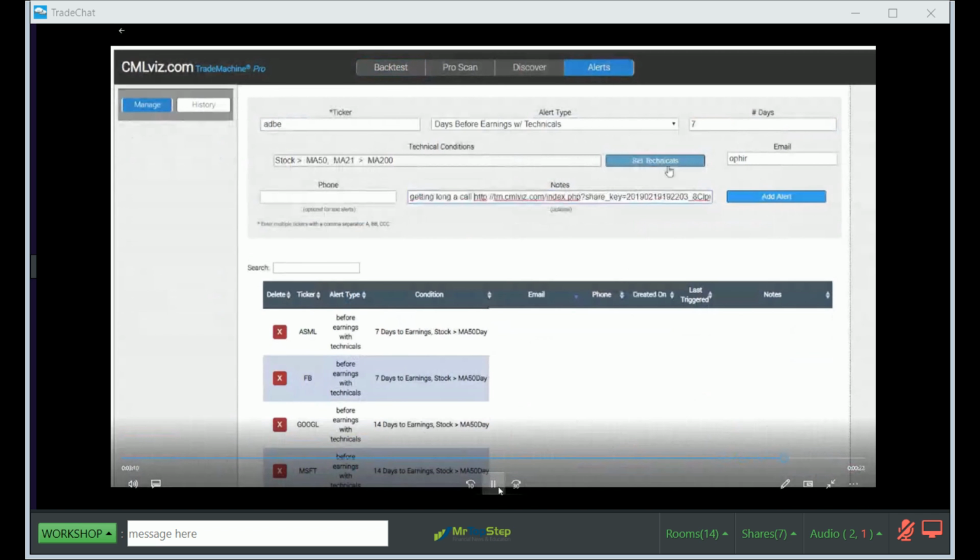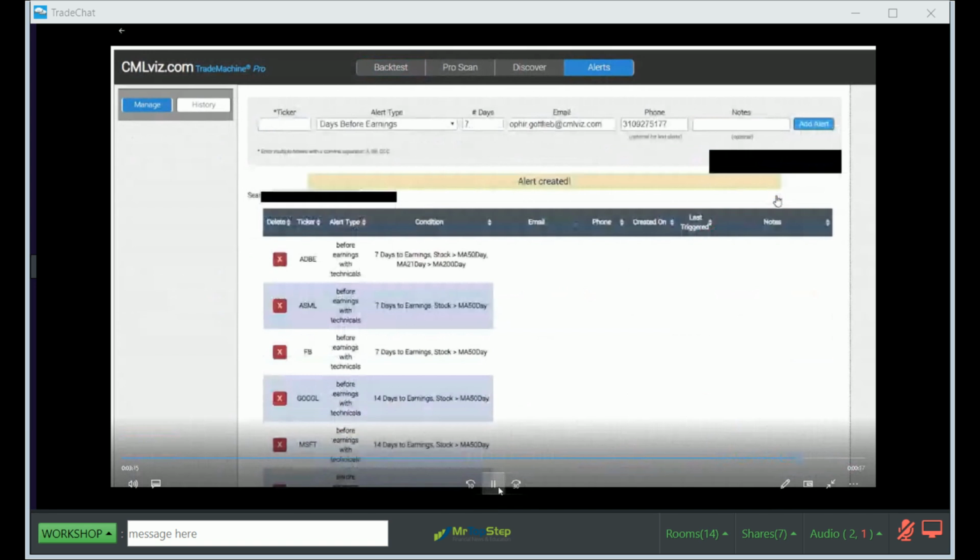I'll put my email address in there. I'll add my phone number because I want a text alert. I hit add alert. Magically there it is. And that's it.